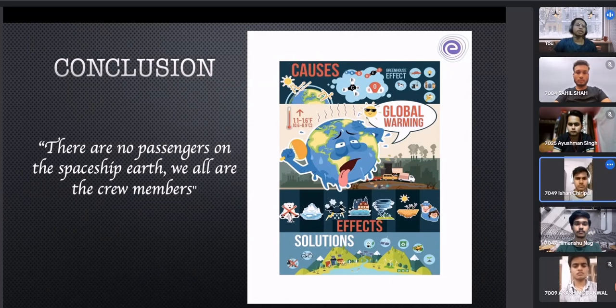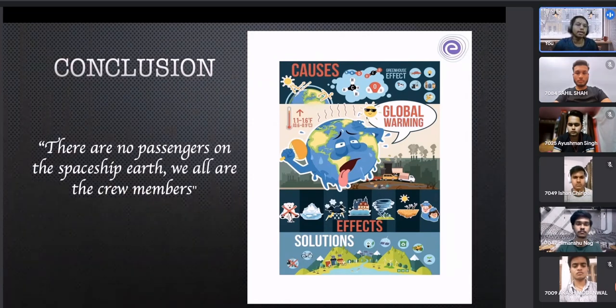Now, having spoken about global warming, we would like to conclude our discussion with a beautiful quote: there are no passengers on the spaceship Earth. We all are crew members.